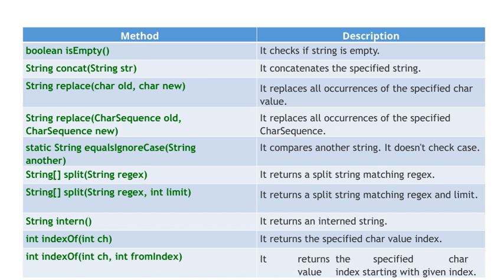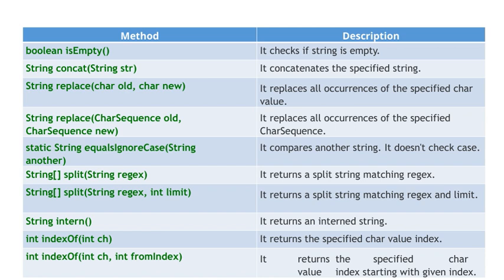Moving on, replace has two forms. The first replaces all occurrences of a specific character with another character, which is useful for quick substitutions. The second replace method works with CharSequence, so you can replace entire substrings, not just single characters. This flexibility helps when modifying parts of a string based on more complex patterns. Now, the equalsIgnoreCase method is a way to compare strings without worrying about case differences. This is great when you're checking for equality, but want to ignore whether letters are uppercase or lowercase.